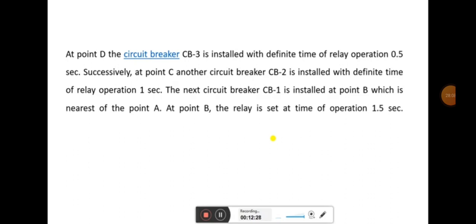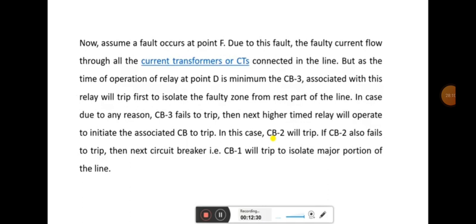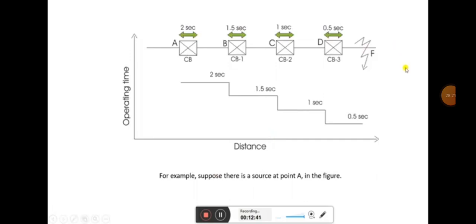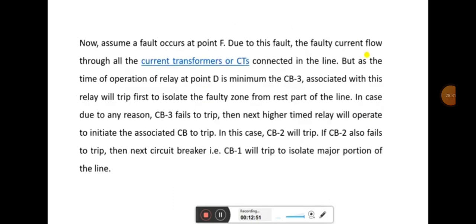Now let us see the next case. Now assume a fault occurs at point F. At point F means, let us go back and see, this is the point F. So we suppose that a fault occurs at this point F. Then what will happen? Let us see what it says.